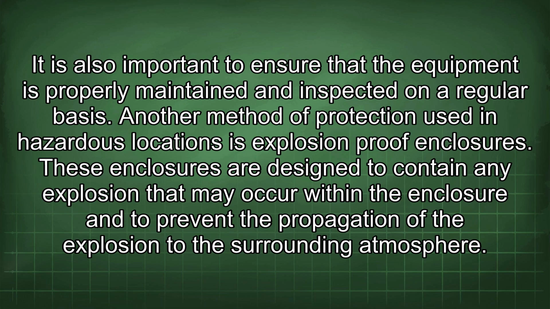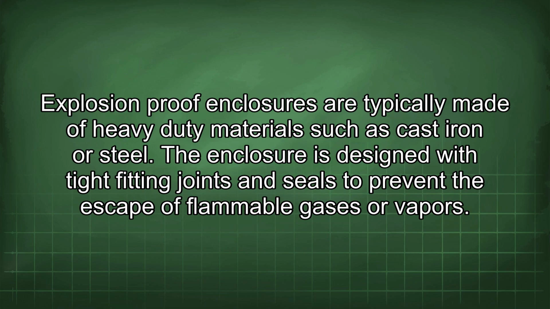Another method of protection used in hazardous locations is explosion-proof enclosures. These enclosures are designed to contain any explosion that may occur within the enclosure and to prevent the propagation of the explosion to the surrounding atmosphere. Explosion-proof enclosures are typically made of heavy-duty materials such as cast iron or steel. The enclosure is designed with tight-fitting joints and seals to prevent the escape of flammable gases or vapors.